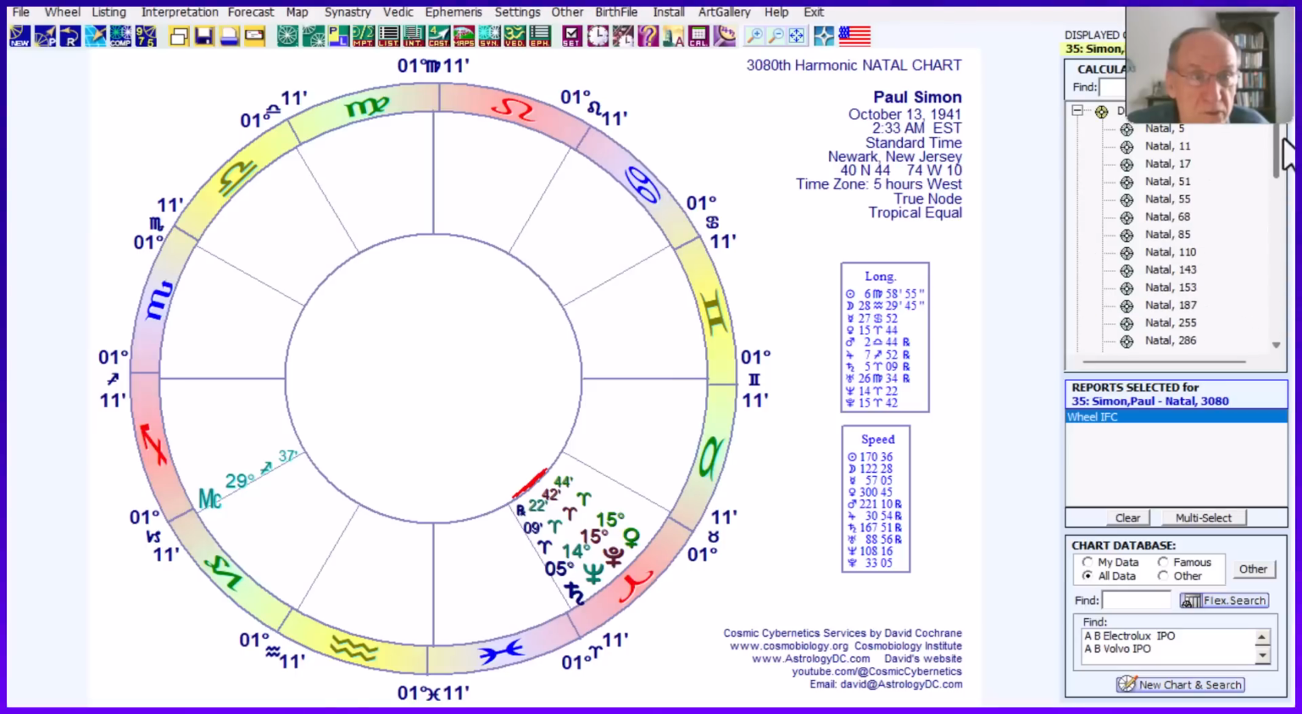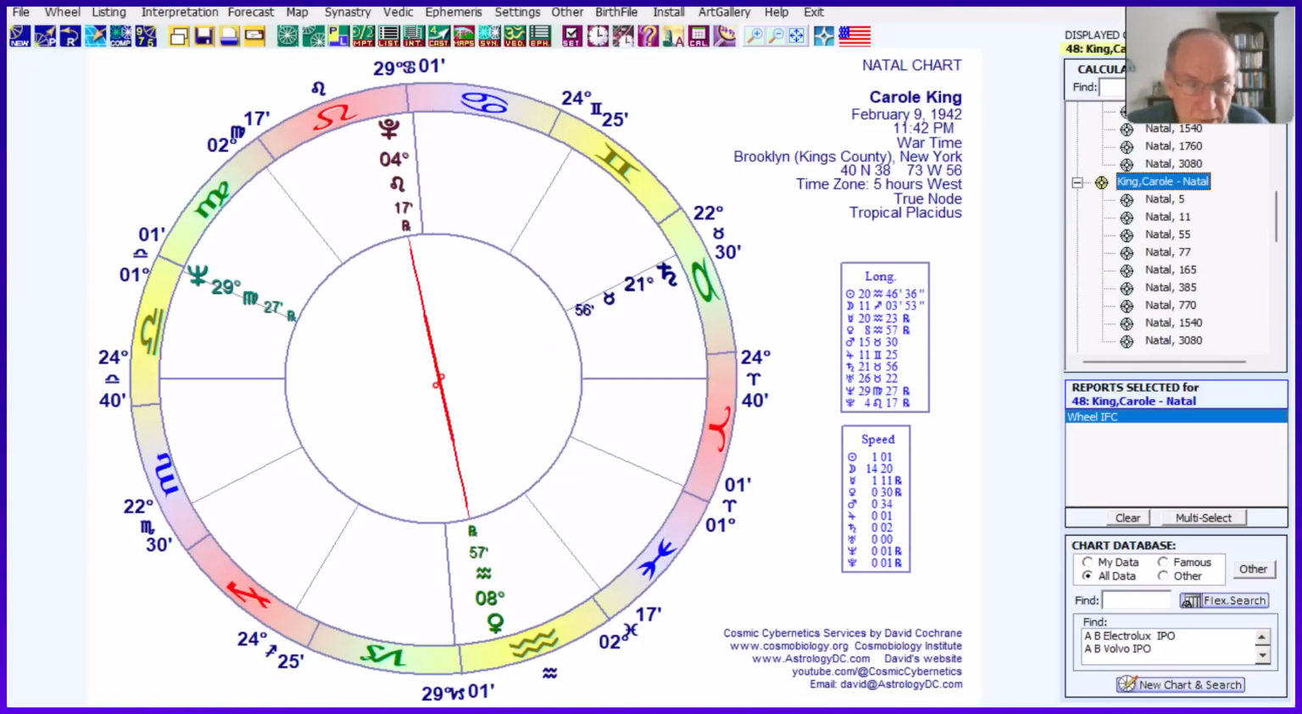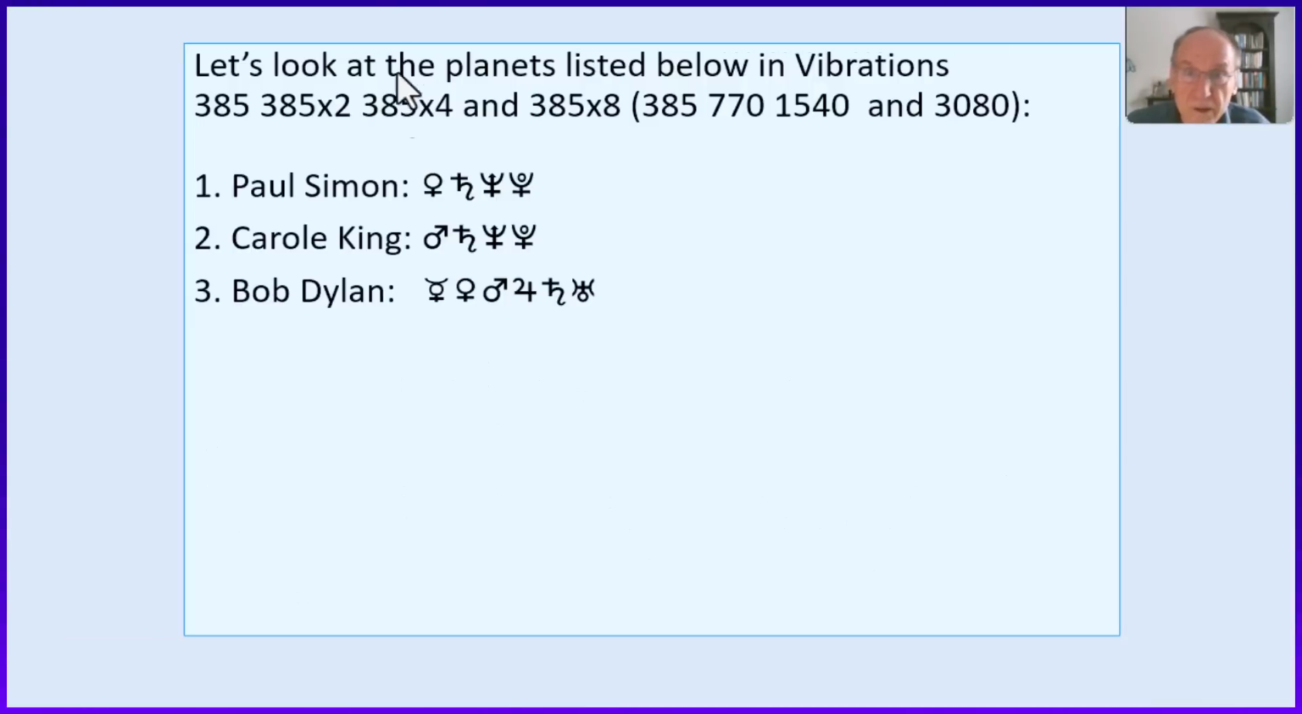Okay, now let's look at, that's Paul Simon. Let's look at Carole King and see what's going on with her. Now her configuration, going back to my PowerPoint, is instead of Venus, Saturn, Neptune, Pluto that Paul Simon has, it's Mars, Saturn, Neptune, Pluto. This is amazing. Only 1 planet changes from Venus to Mars in the same exact vibration. It looks eerily similar. Paul Simon and Carole King have extraordinarily similar configurations.